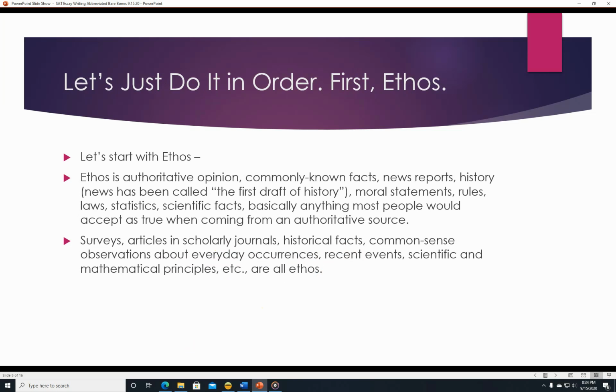We'll just pick ethos. So ethos is authoritative opinion, commonly known facts, news reports, history. News has been called the first draft of history. I don't know who that quote is from, but you can probably look it up on Google. Moral statements, rules, laws, statistics, scientific facts, basically anything most people would accept as true, especially if it's coming from an authoritative source. But ethos can also just be common sense.